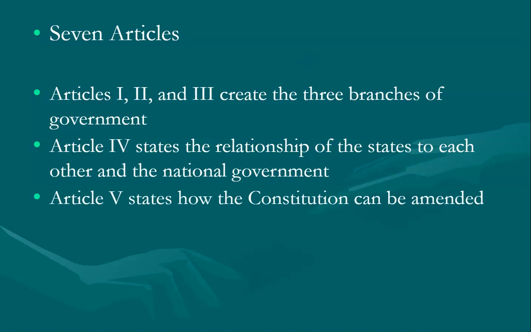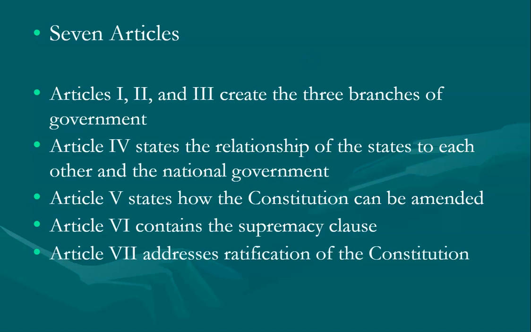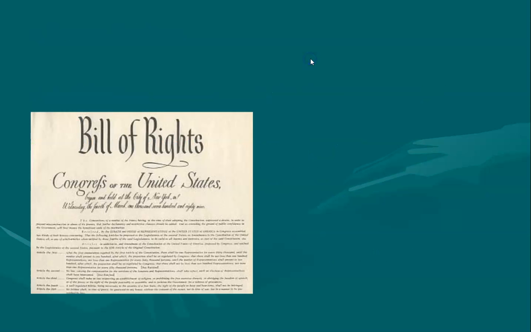Article 5 states how the Constitution can be amended. Article 6 contains the Supremacy Clause, stating that the Constitution of the United States is the supreme law of the land and all states must follow it. And also any state law that contradicts federal or constitutional interpretation is null and void. Article 7 addresses ratification of the Constitution. Of course, because the Constitution is already ratified, it's no longer pertinent to anything.